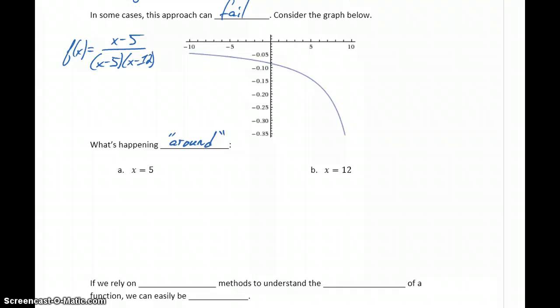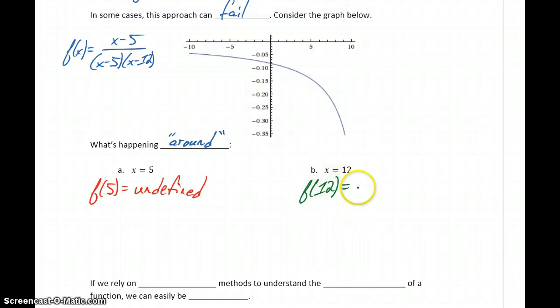What's hopefully easy to pick up on at this point is that if we plugged in x equals 5 into this function, we would break that function. The function would be undefined because we would get 5 minus 5, which would be 0. The 0 in the denominator means that the function is undefined. So f of 5 equals undefined. And similarly, if we plugged in x equals 12, we would get a 0 in the denominator. So f of 12 is also undefined.